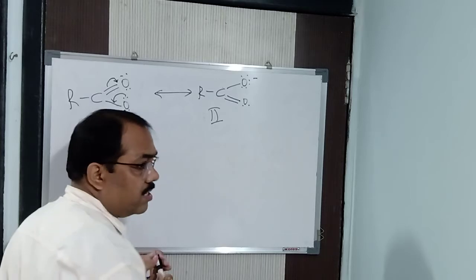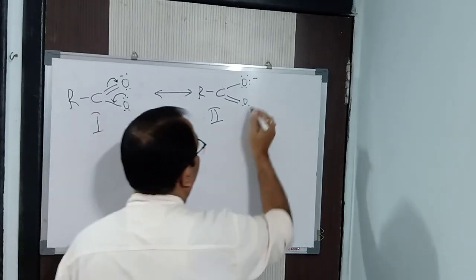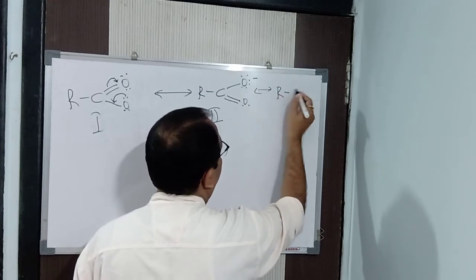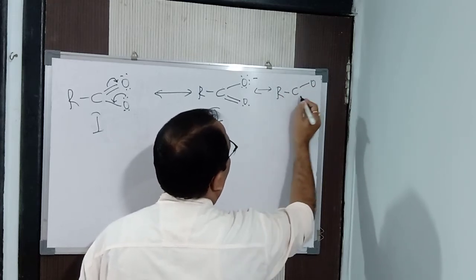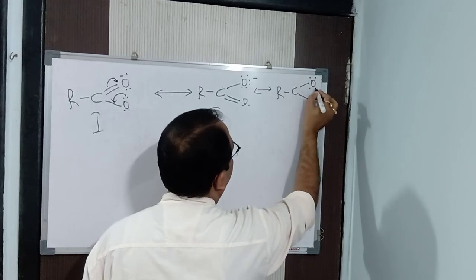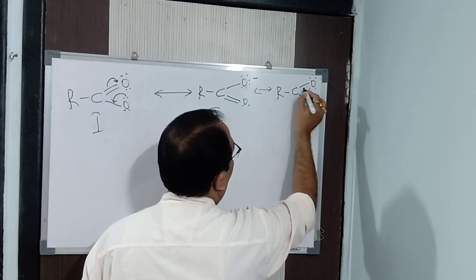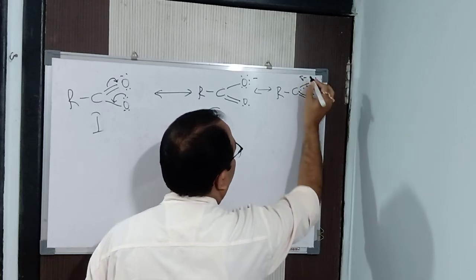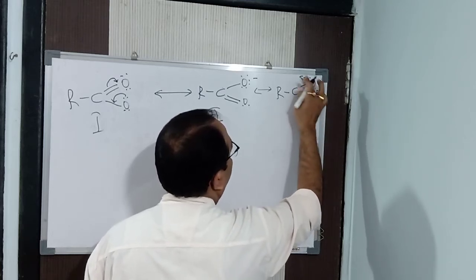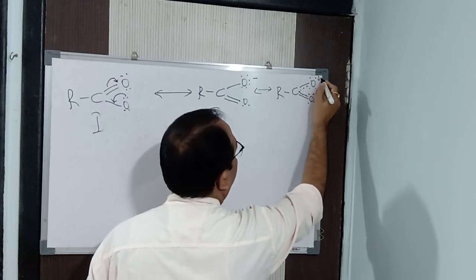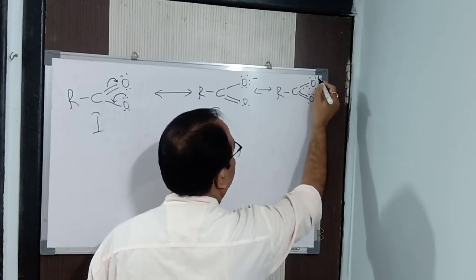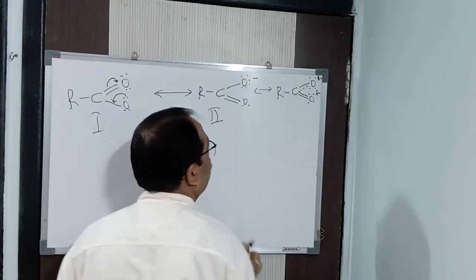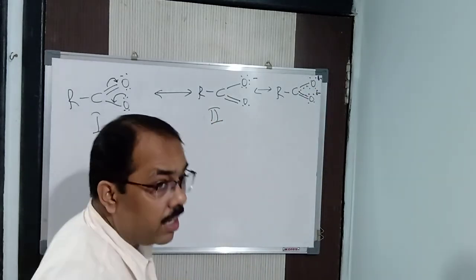If I draw the resonance hybrid, it is not required, just for your reference I am drawing it. If I draw the resonance hybrid, then what it will be? This will be this, and I will draw a dotted line. This dotted line indicates that this is del minus and this is also del minus. That means this oxygen and this oxygen, let me write the del minus here. I hope you can see it. The del minus here and the del minus here. So the negative charge is equally distributed between these two oxygen atoms.